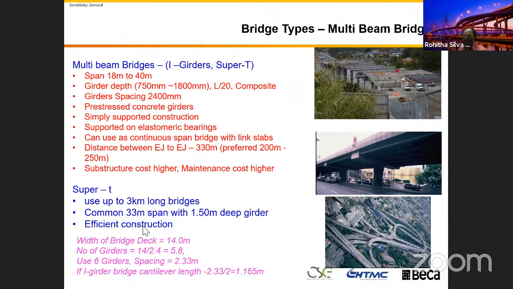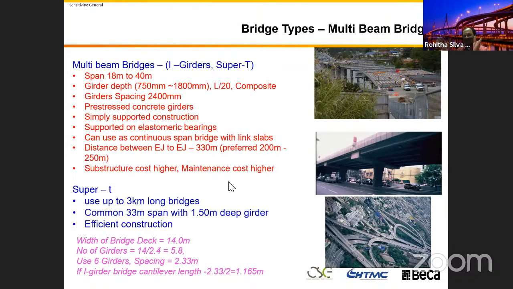And yeah, I put that the construction of Super T compared to the other forms of I-girders is more efficient. The reason is when you place the girders, they form the bridge deck soffit. Because of that, it's very efficient. And I'll just give you a quick number crunching here. If the width of the bridge is 14 meters, that I showed you before, the number of girders you need, if you get a 2.4 meter maximum spacing between the girders, is 5.8 girders. You can't put 5.8, so you have to put 6 girders. Then your girder spacing becomes 2.33 if it is a Super T.